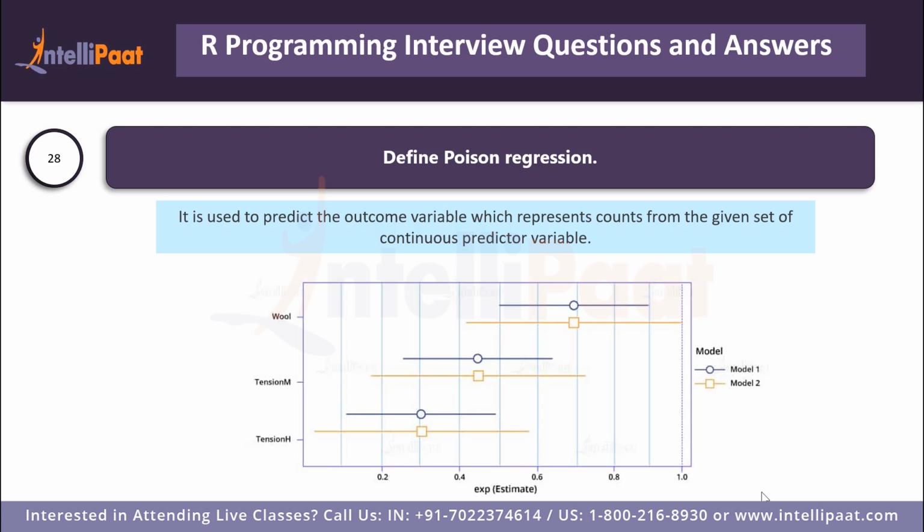So, why do we actually use Poisson regression? It is used to predict a dependent variable that consists of count data given one or more independent variables. The variable we want to predict is called the dependent variable, or sometimes the response or the outcome, or you can say the target variable. So, that is why we use Poisson regression. Now, let us move on to the next question.